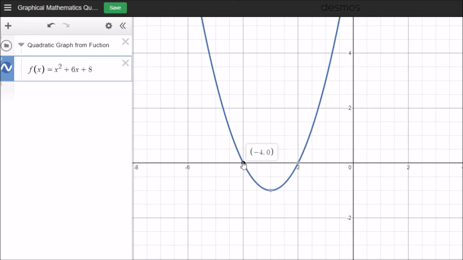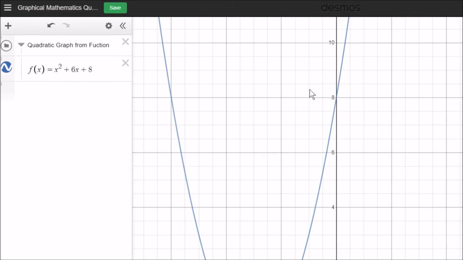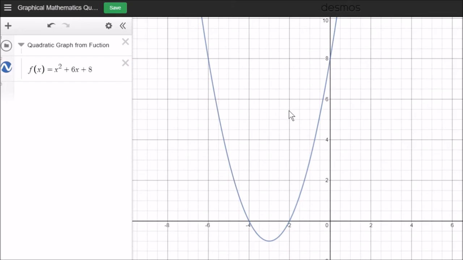We've got the point at which it crosses the x-axis is minus 4, 0 and minus 2, 0, and we have the turning point which is minus 3, minus 1, and the point at which it cuts the y-axis is 0, 8. So that's exactly as we'd seen and we've worked out in the previous page.